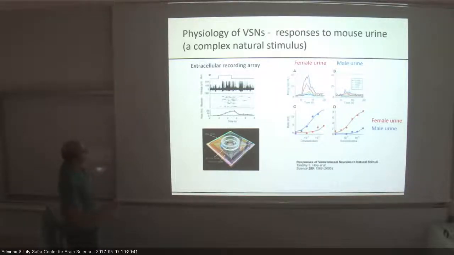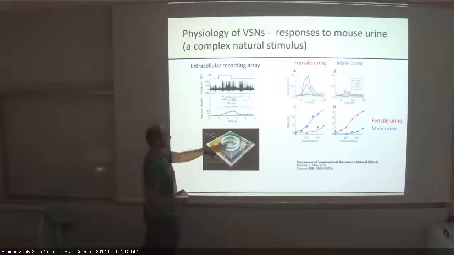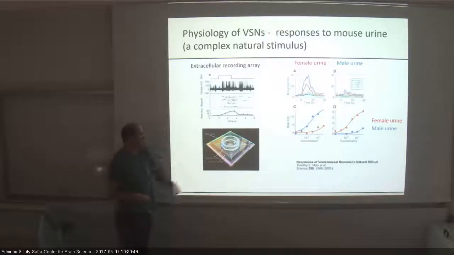This is one example of recording with a multi-electrode array. It's an array of electrodes, and this can be used for various types of brain preparations, but it can also be used for the VNO. So you can take out the epithelial layer within the VNO and then measure the responses.